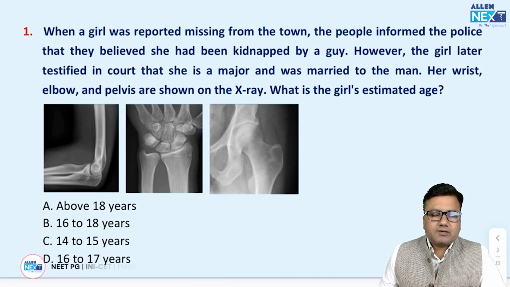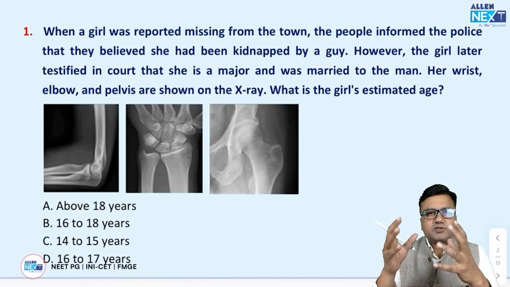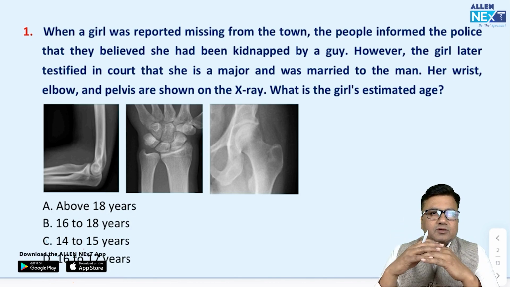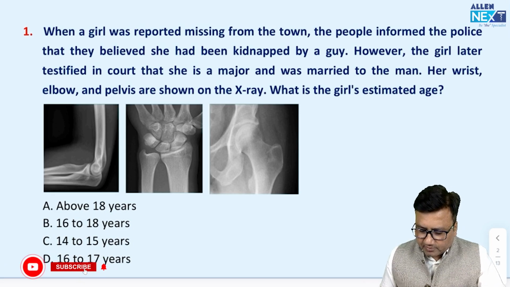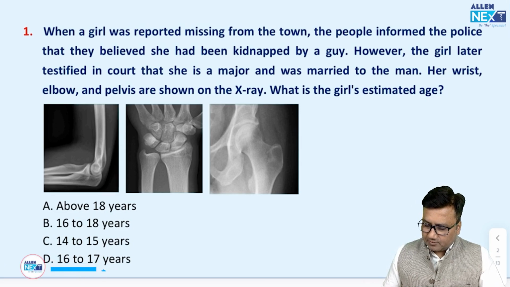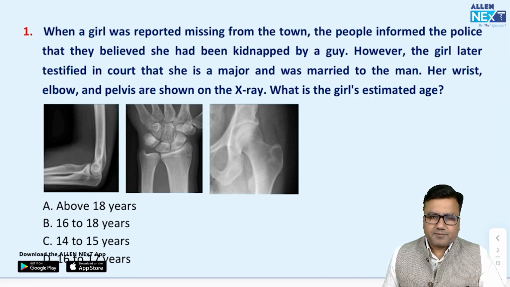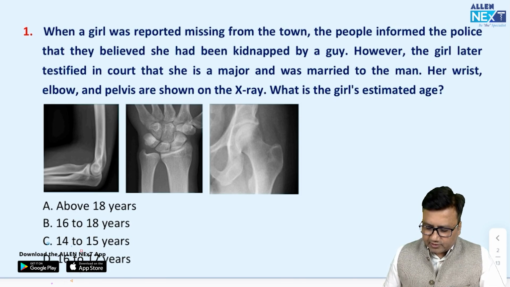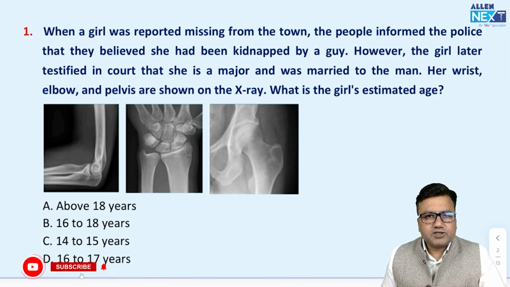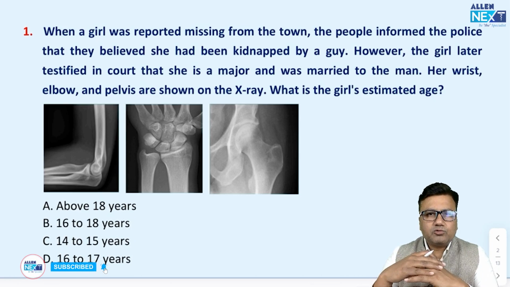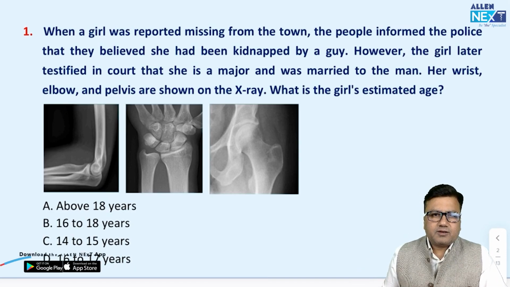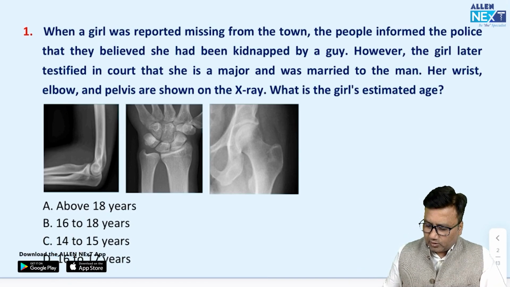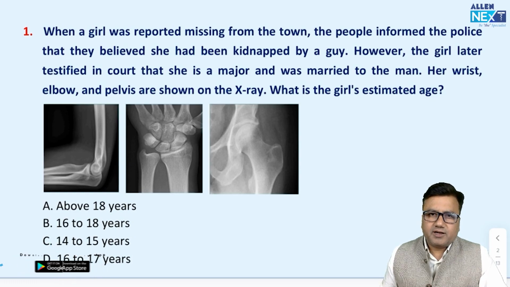The first question is a picture based question, and in the question you can see there are certain x-rays which are highlighted. Let's read the question. The question says, when a girl was reported missing from the town, the people informed the police that they believe she has been kidnapped by a guy. However, the girl later testified in the court that she is a major and was married to the man. Her wrist, elbow, and pelvis x-rays are shown in the picture. What is the girl's estimated age?